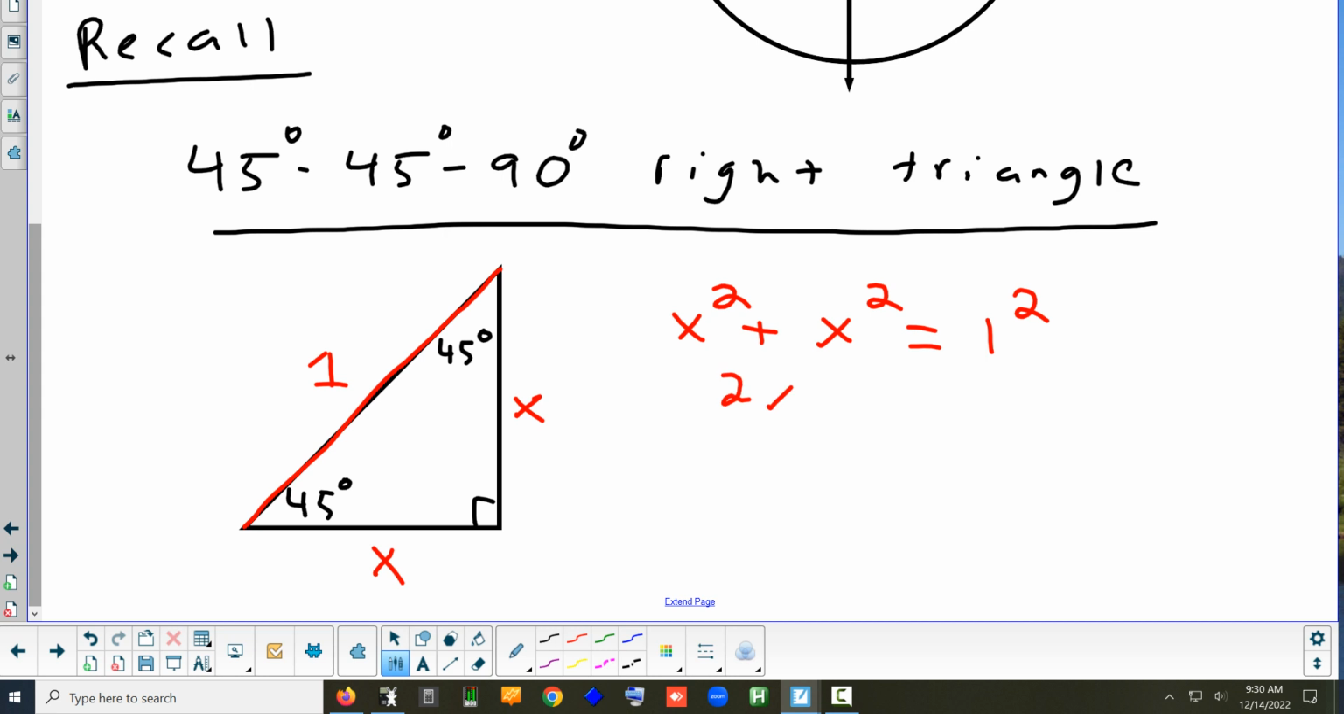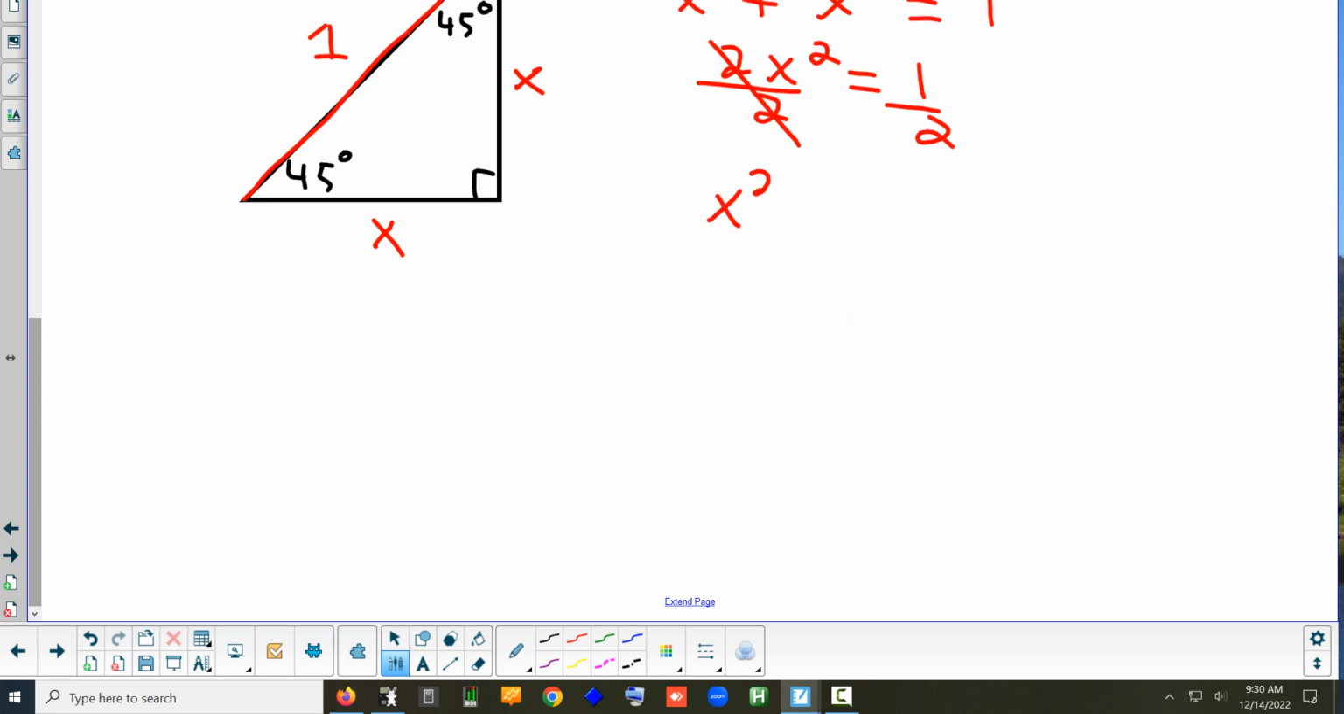So that's going to give me 2x squared. And 1 squared, that's just 1. What would be my next step to get the x squared by itself? Divide by 2. So we get x squared equals a half.